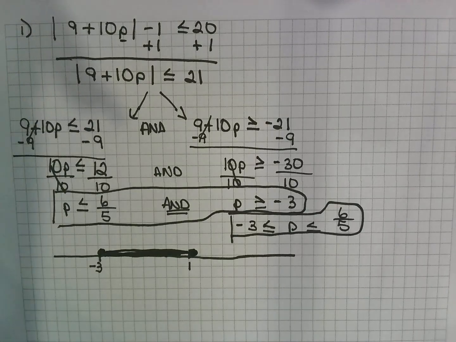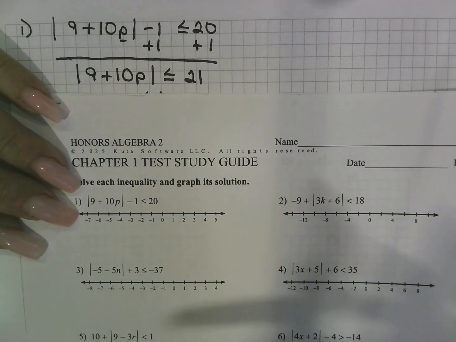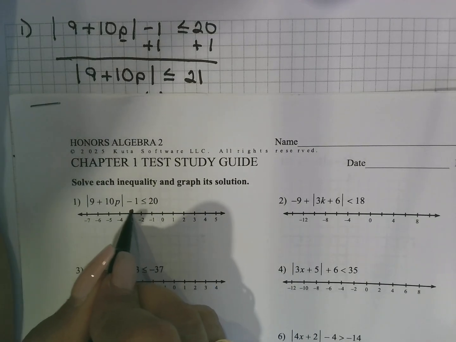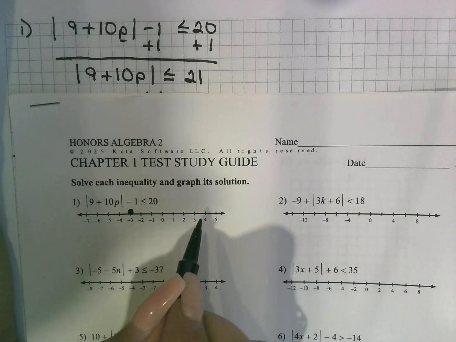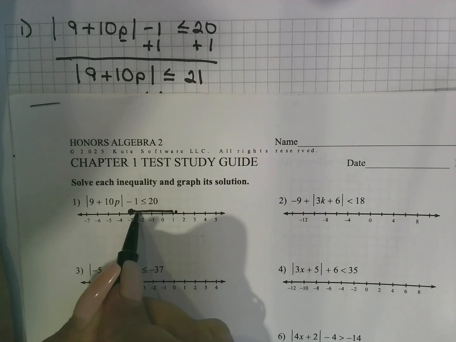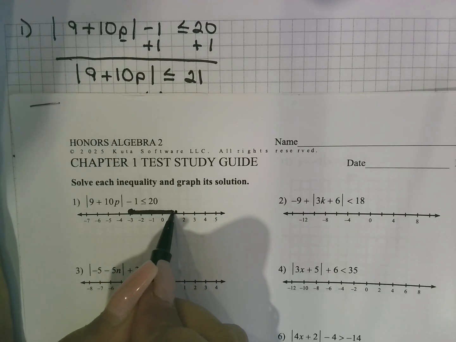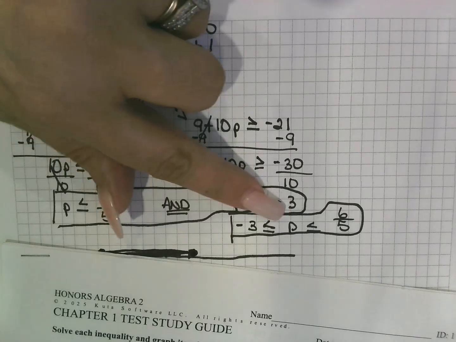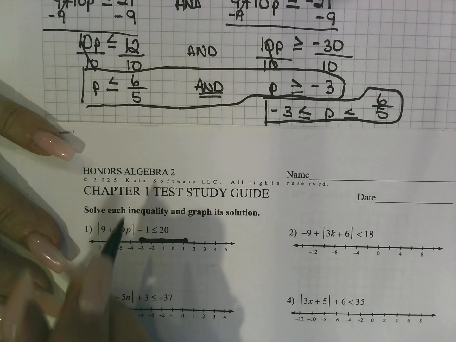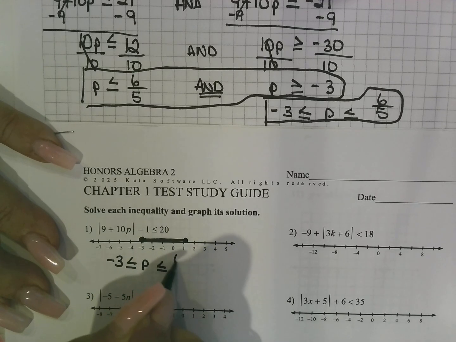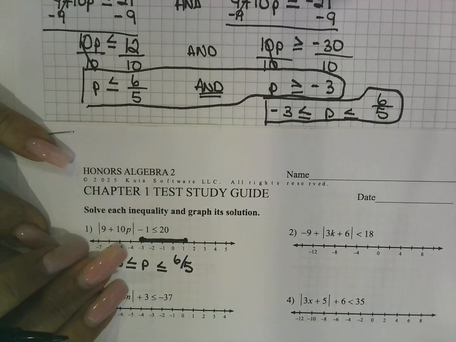Now in the actual answers, it does give you the number line, so it's all nicely done. So you'll have negative 3, and then a little bit past 1, we're going to put it right around there, and then everything in between. So you would write that. And then you would put either this one or this one. I'm going to use the one where they're all together: negative 3 less than or equal to p less than or equal to 6 over 5. So this would be your final answer, but definitely you would have to show me the work.